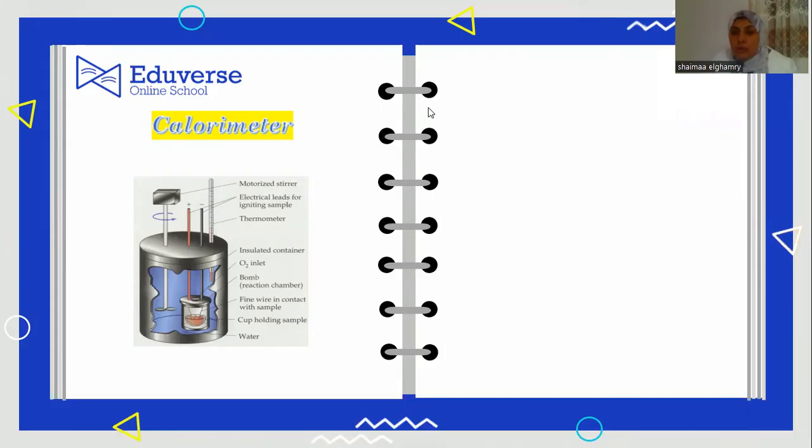Used to measure the change in heat which takes place by measuring the change in temperature which happens to water. The picture that we can see on the screen is for what? The bomb calorimeter. The bomb calorimeter is used to measure the change in heat content by changing the temperature of water surrounding the calorimeter.